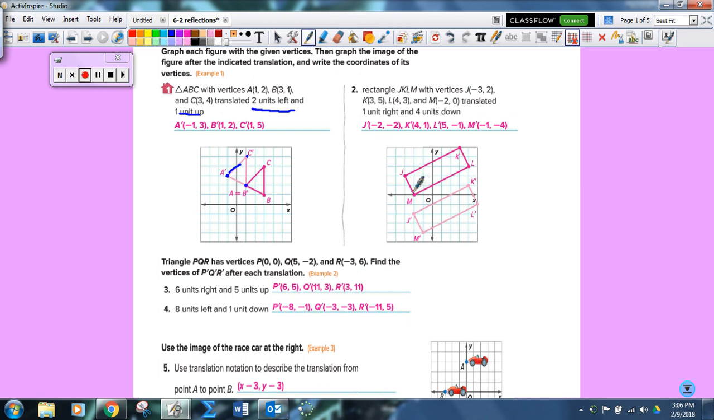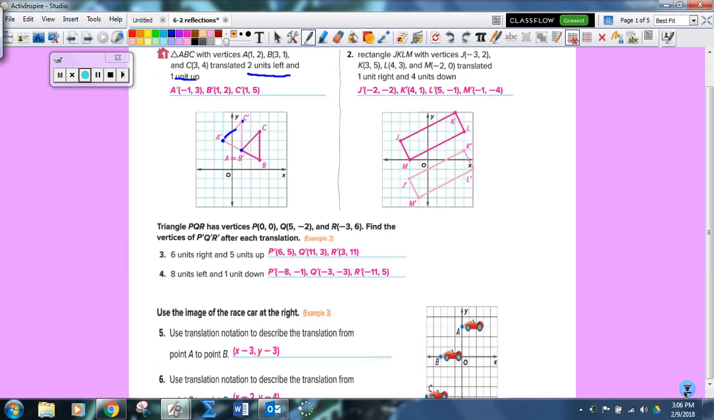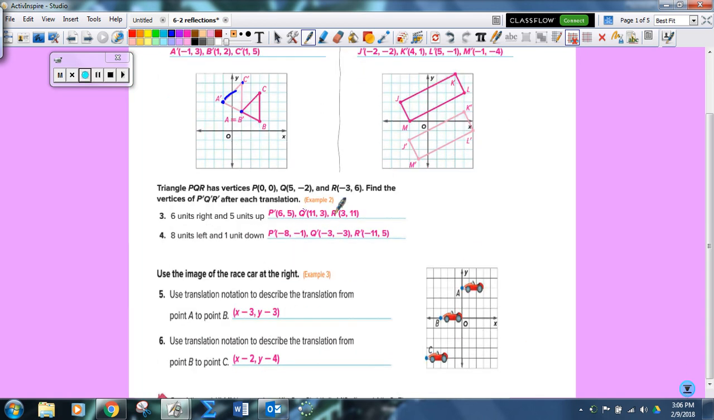I do the exact same thing for number 2. Number 3, it asked me to do it without giving me a graph. So you have 2 options. You could plot these on graph paper of your own, or we had talked about that if I'm going 6 units right, that is adding 6 to the x. So I'm going to do x plus 6. And if I'm going 5 units up, that's adding 5 to the y.